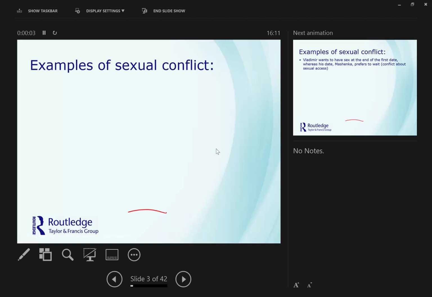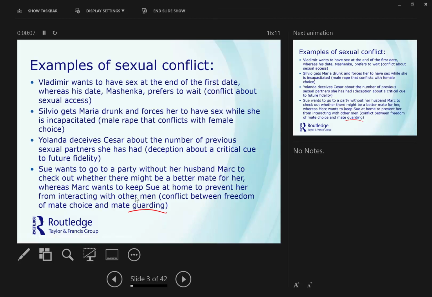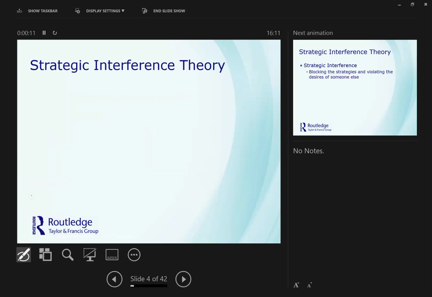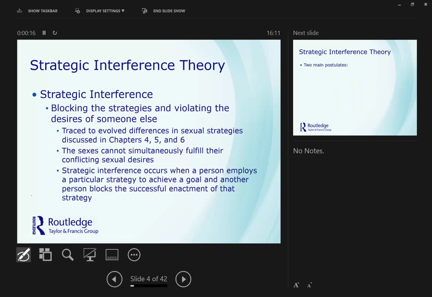So there we go. We've talked about some examples of sexual conflict. One of the things that we want to think about is something called strategic interference theory. The idea here is that there are ways that you can block the strategies and violate the desires of someone else.